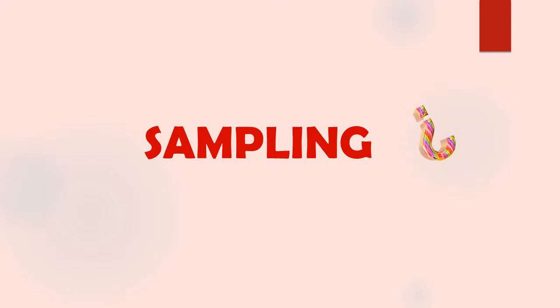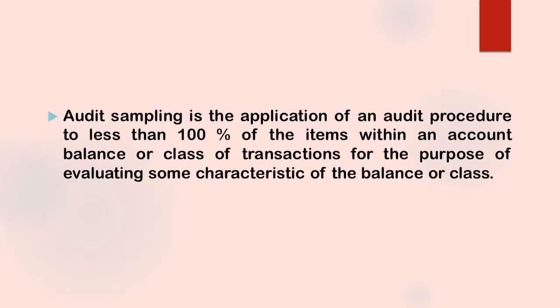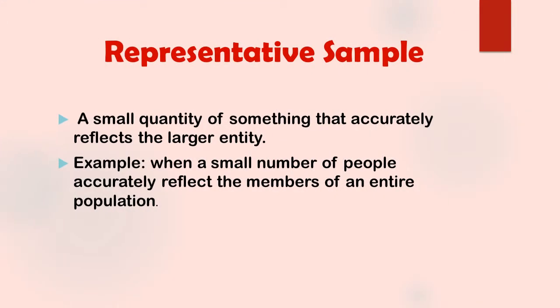Next is sampling. Audit sampling is the application of an audit procedure to less than 100% of the items within an account balance or class of transactions for the purpose of evaluating some characteristic of the balance or class. Representative sample. A representative sample is a small quantity of something that accurately reflects the larger entity. For example, when a small number of people accurately reflect the members of an entire population.